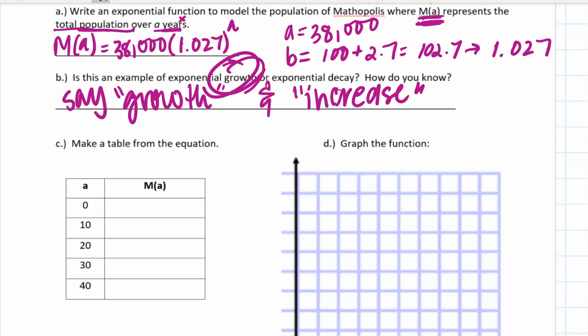So using that equation, I'll write it down here. So M of A equals 38,000 times our exponential base, 1.027, raised to the A, which again is our X, and this is our Y. You need to fill out your table. So go ahead and fill out your table now, and then come back and check your work.